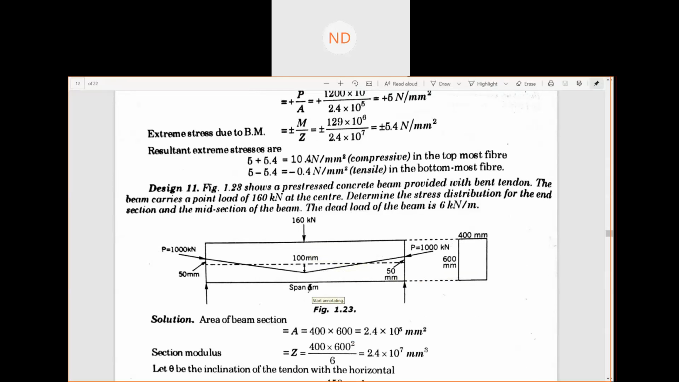Okay. Now at the midsection, what are the stresses which are developed? One will be P by A, a direct stress. Then we have a stress due to the bending moment of the dead load and the net load. Another one is due to this eccentricity of 50 mm. One bending moment due to this eccentricity will be present here, which is this pre-stressing force into this e.